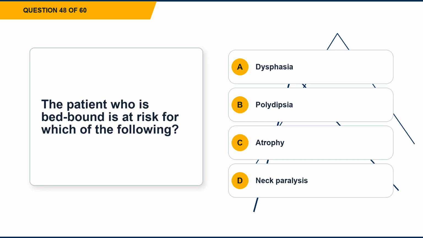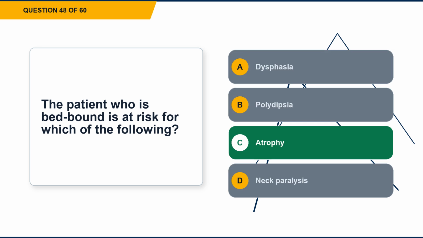Question 48. The patient who is bedbound is at risk for which of the following? Option A, dysphagia. Option B, polydipsia. Option C, atrophy. Option D, neck paralysis. The correct answer is option C, atrophy.